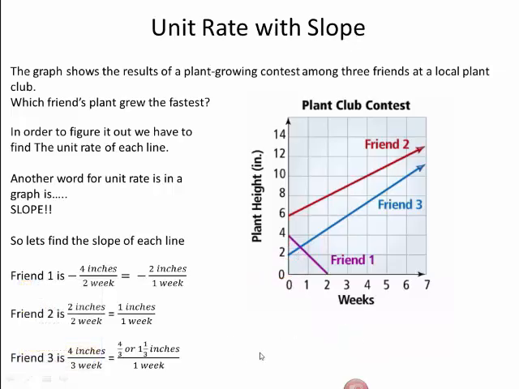So in that instance, who would have the greatest slope? Friend 3. So friend 3's plant grew fastest. Okay, don't copy any of that down. Actually, the only thing I want you to copy down is this.